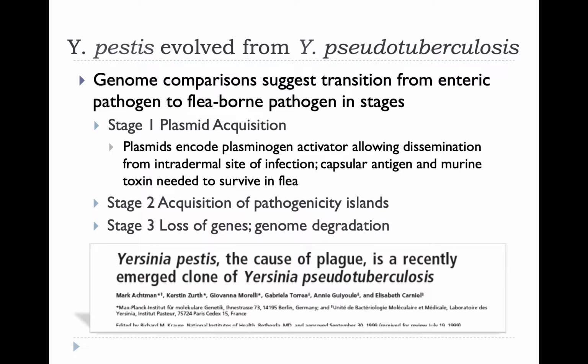And when we look at the Yersinia pestis genome, we see lots of broken genes, what are often called pseudogenes, lurking in there. And the genome is undergoing this process of degradation. So here's a paper describing that from a former colleague of mine, Mark Achtman, back in the late 1990s, showing that Yersinia pestis is a recently emerged clone of Yersinia pseudotuberculosis.